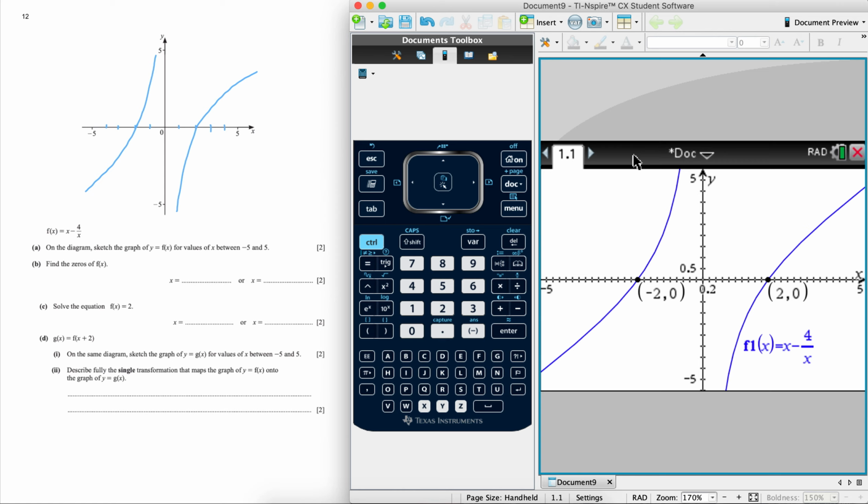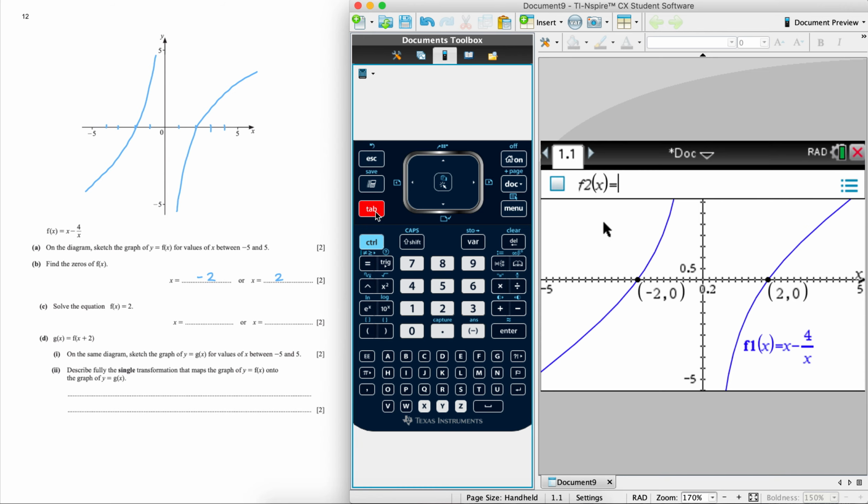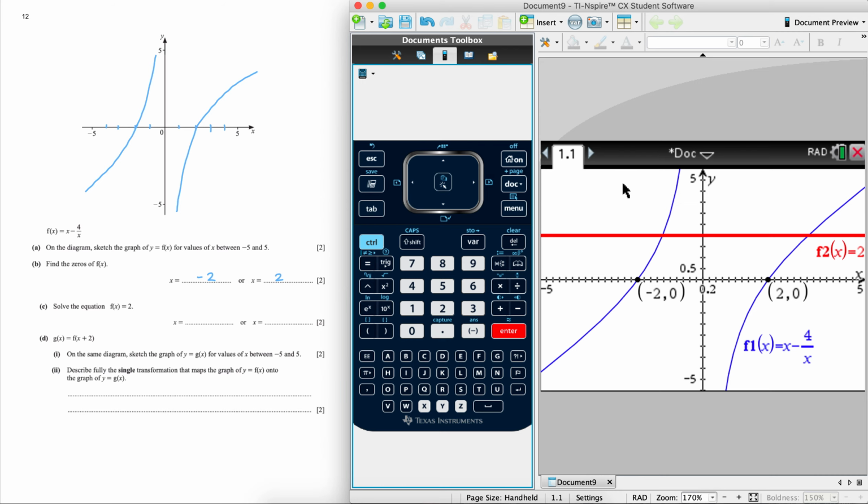And then we need to find the zeros for f of x. Now I've actually already done that, so that's the -2 and the 2 that I've just found on the GDC. So -2 and 2. This one only asks for it in terms of the x values. Sometimes it asks for the coordinates, so read the question carefully. Then I need to solve the equation for when it's equal to 2. So to do this, I'm going to do tab, which allows me to draw a second function, and I want to draw the graph of 2.